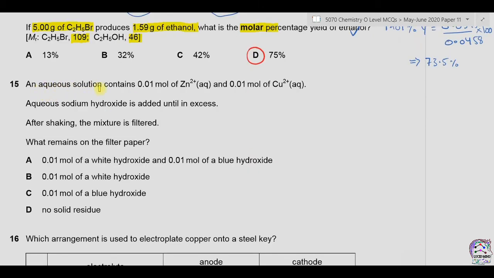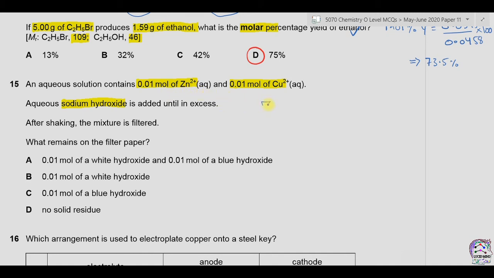Question 15. An aqueous solution contains 0.01 moles of zinc plus 2 and 0.01 moles of copper plus 2. Aqueous sodium hydroxide is added until in excess. After shaking, the mixture is filtered. What remains on the filter paper? As in the reaction, both zinc plus 2 and copper plus 2 are reacting with sodium hydroxide, so we have to find which one makes a precipitate.